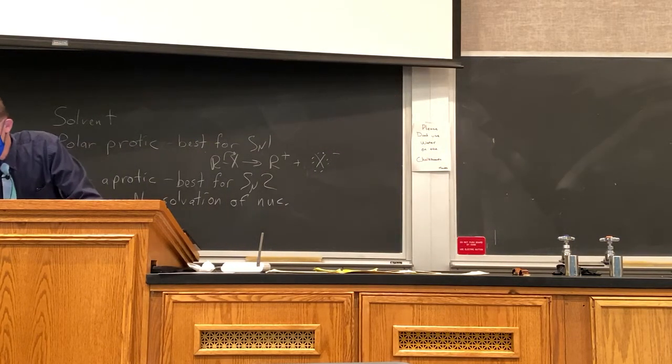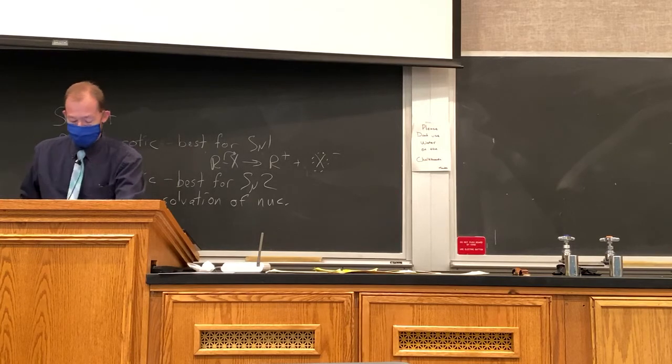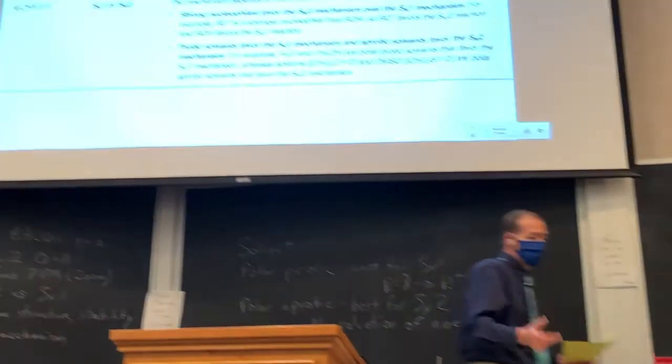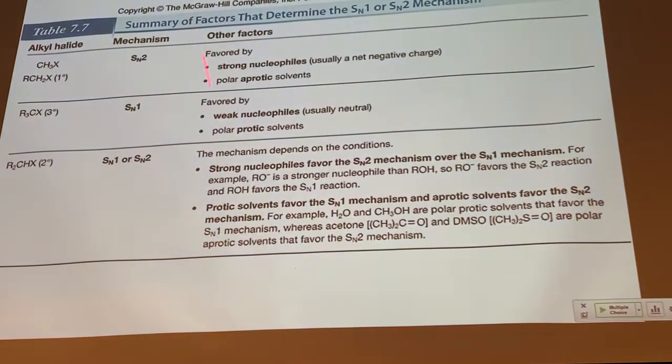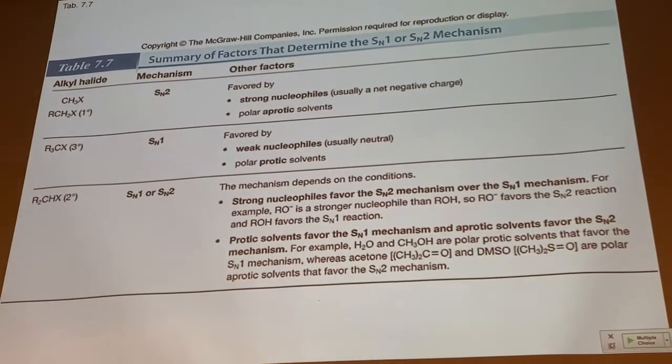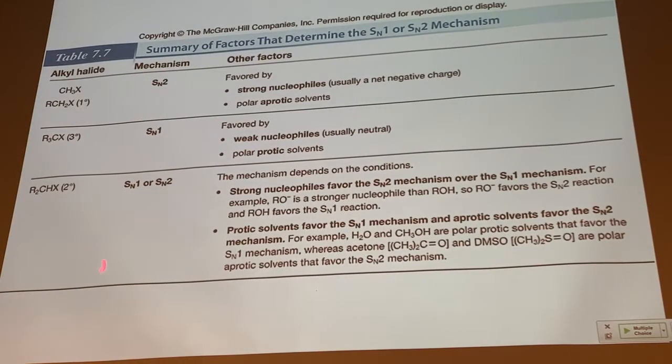Okay, so we have a table here that is summarizing the information we've discussed at the end of Wednesday's class and at the beginning of today's class. And of course, the alkyl halide is the first thing you want to look at when deciding if a reaction will be SN1 or SN2.